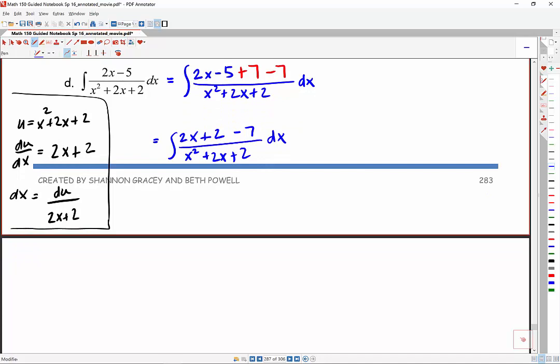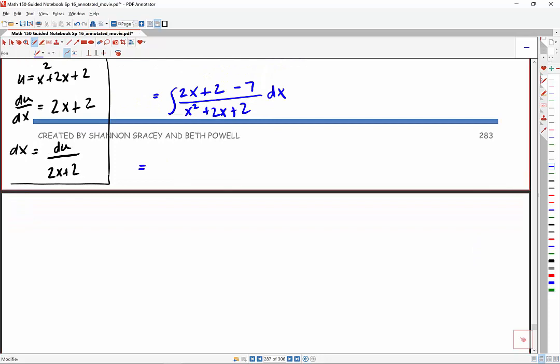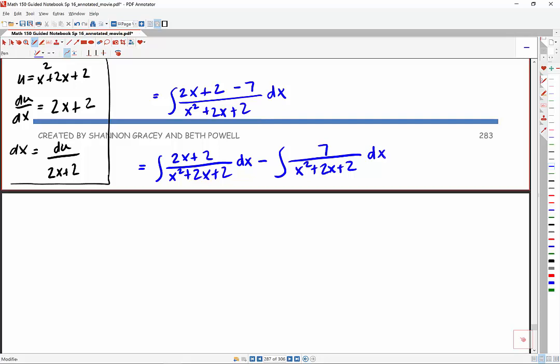Now, I'm looking down at that denominator and I'm thinking if I had a constant over that, I could complete the square and it would be an arctangent result, right? And if I have that 2x plus 2, then I'll have just a u sub. So this is going to end up being, if I split the integral, the integral of 2x plus 2 over x squared plus 2x plus 2 dx, minus the integral of 7 over x squared plus 2x plus 2 with respect to x. Good so far?